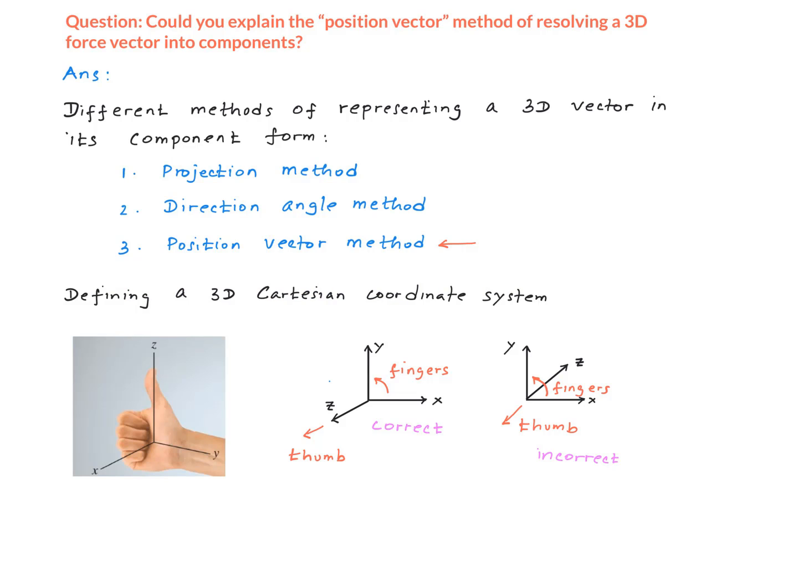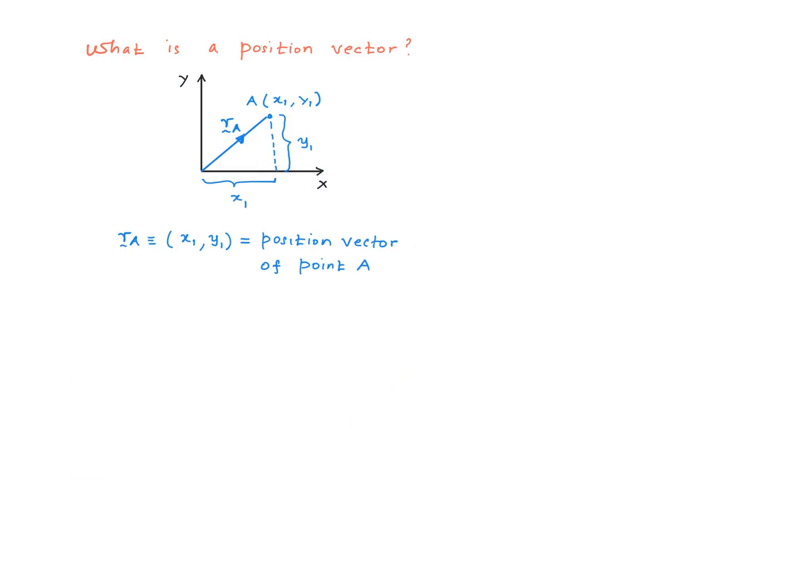We also talked about how to define a 3-dimensional Cartesian coordinate system. I'm referring to the video on the projection method. So if you haven't seen that video, I recommend that you do that first. There is a right way to do it, as in this picture, and there's a wrong way to do it, as in this picture. Let's start with the fundamental question of what is a position vector.